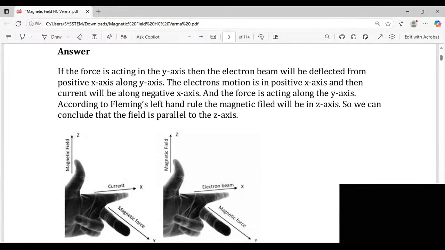If the force is acting along the y-axis, then the electron beam will be deflected from the positive x-axis along the y-axis. The electron's motion is along the positive x-axis, so the current will be along the negative x-axis, and the force is acting along the y-axis according to Fleming's left hand rule. The magnetic field will be along the z-axis, so we can conclude that the field is parallel to the z-axis.